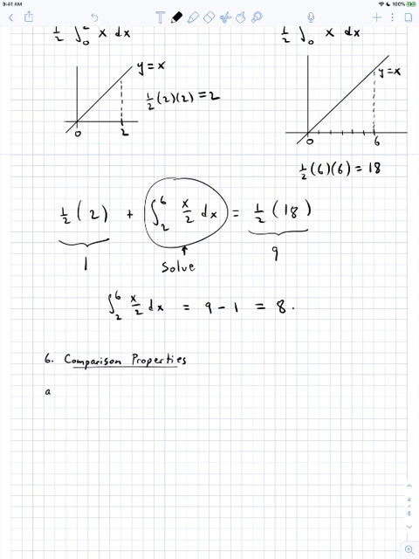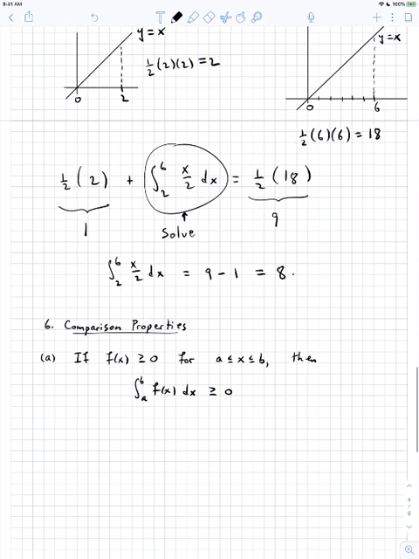So the first of these says that if you have a function, f of x, which is greater than or equal to 0 for all x in some interval, say a less than x less than b, then the integral from a to b of f of x dx is greater than or equal to 0. Basically what this is saying is that if your function is not negative, then there's some area underneath it which is going to give you a positive number. That's basically the idea.